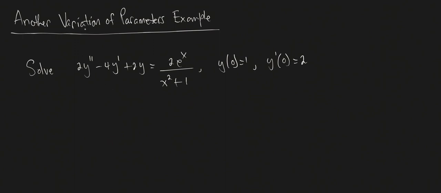But again, we're going to use the variation of parameters because our function on the right here isn't one of our nice standard ones. In fact, this is a function that involves taking an exponential function and dividing it by a polynomial. And it's that division that really makes this problem tricky.